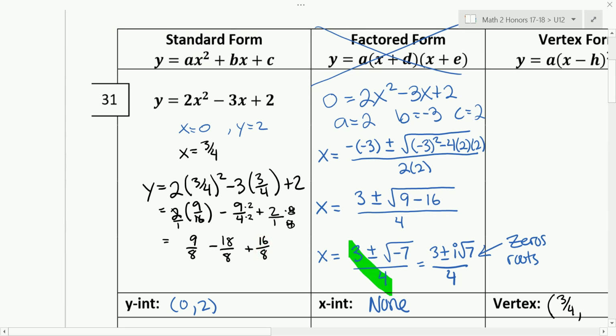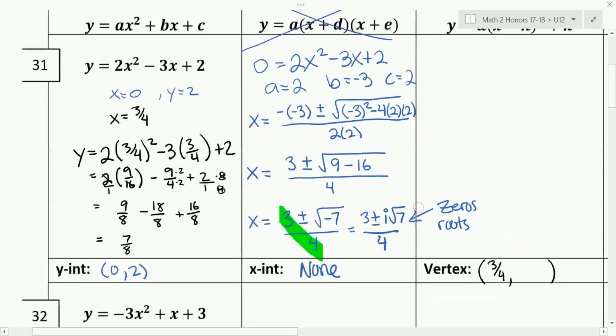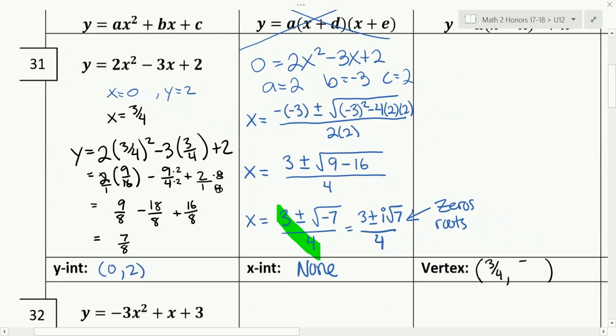And then add and subtract the numerators, and we end up with what? So 9 minus 18 is negative 9. Negative 9 plus 16 is 7. So 7/8. So we have the other part of our vertex.